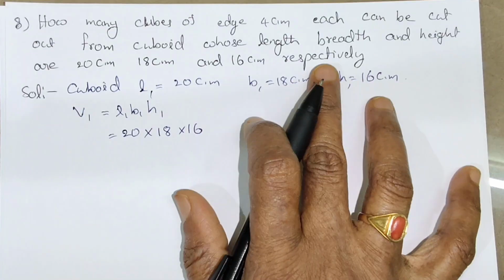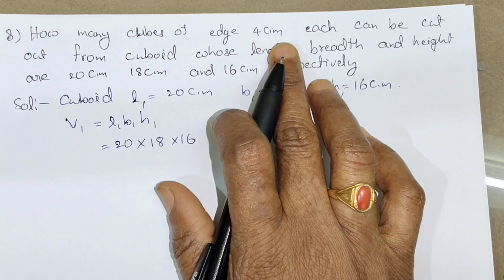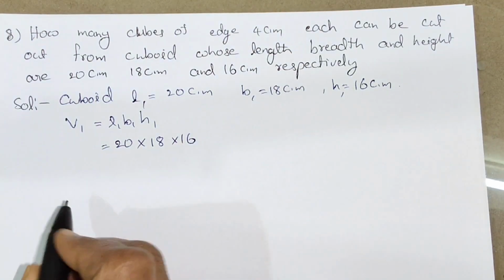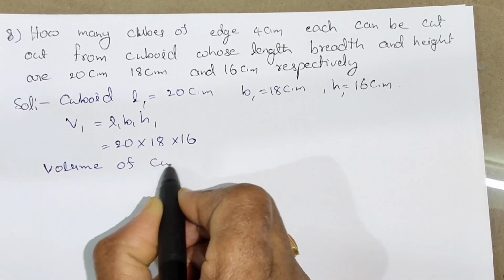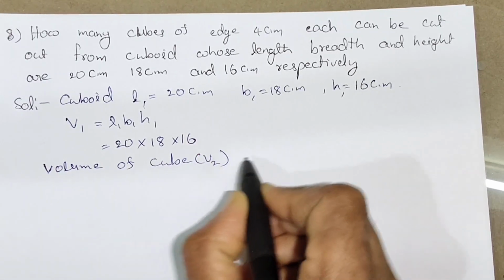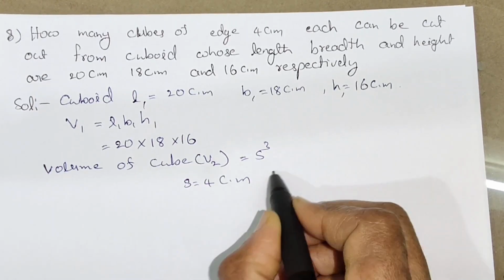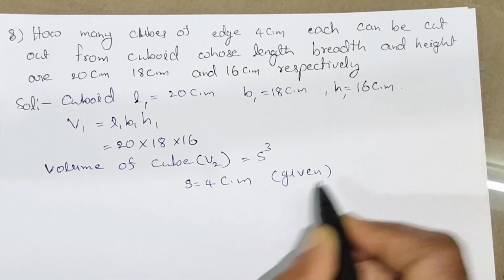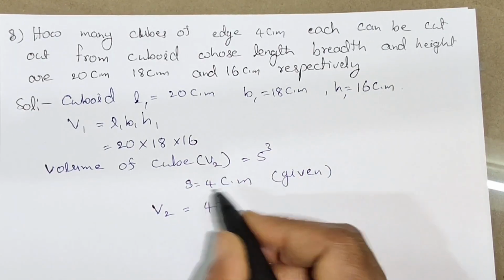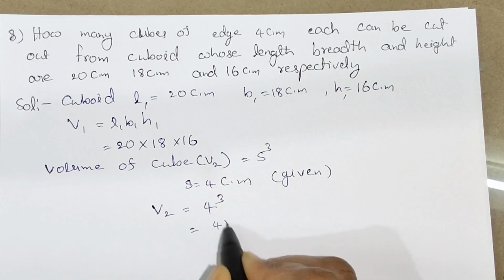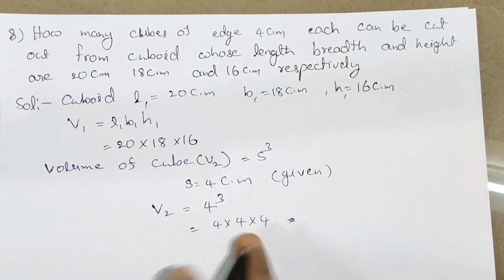Next, the volume of a cube of edge 4 centimeters. The cube volume, we say V2, equals S cube. Here S equals 4 centimeters, already given in the question. So V2 equals 4 cube. S cube means we substitute S equals 4, so 4 cube means 4 into 4 into 4. This is the V2 value.